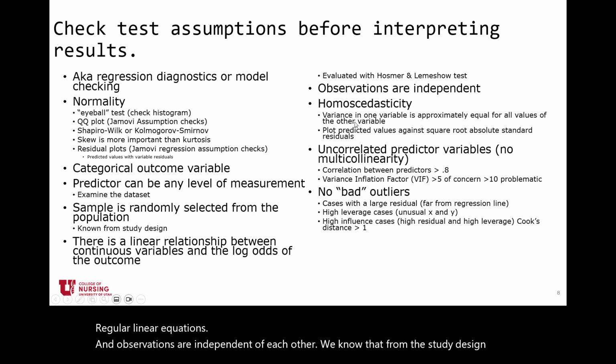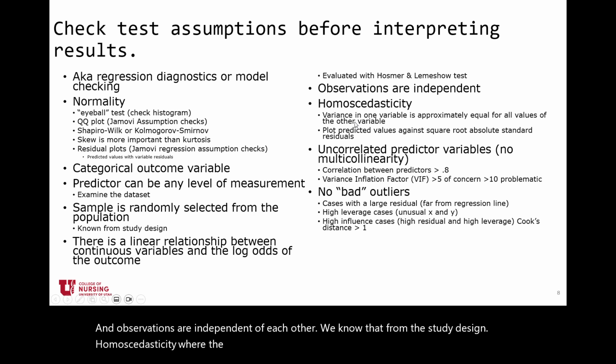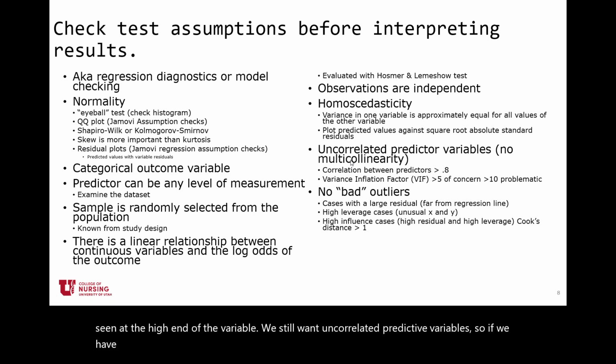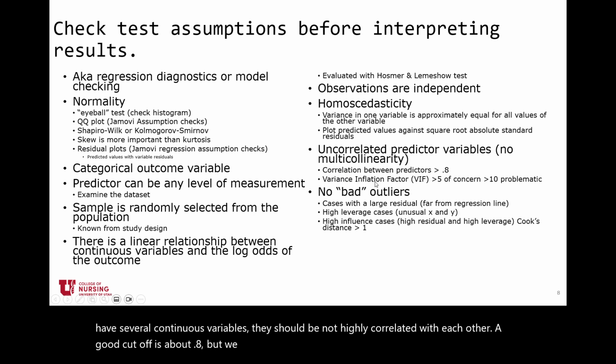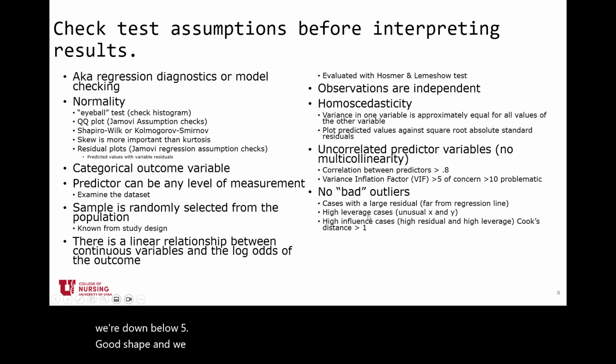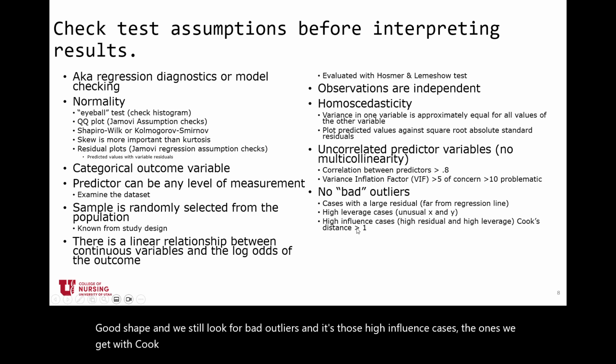Homoscedasticity, where the variance at the low end of a variable is the same as the variance seen at the high end of the variable. We still want uncorrelated predictor variables. So if we have several continuous variables, they should not be highly correlated with each other. A good cutoff is about 0.8. But we also can get the variance inflation factor, or VIF. And as long as we're down below 5, we're in really good shape. And we still look for bad outliers, and it's those high influence cases, the ones we get with Cook's distance greater than 1, that we'd be concerned about.